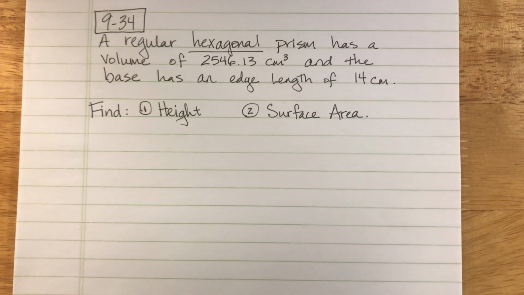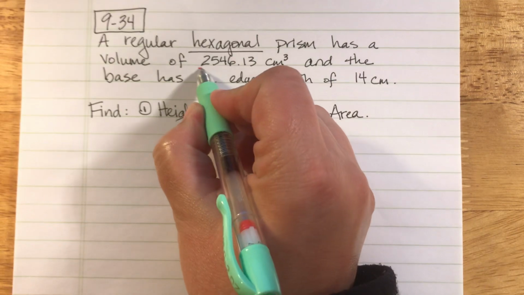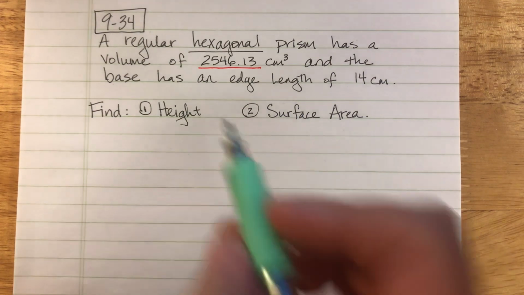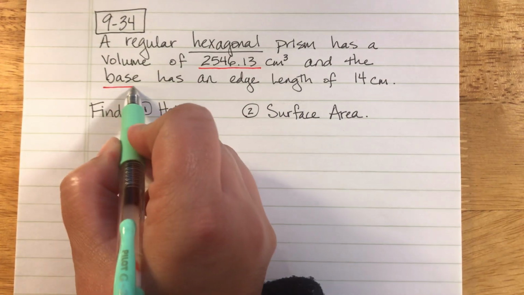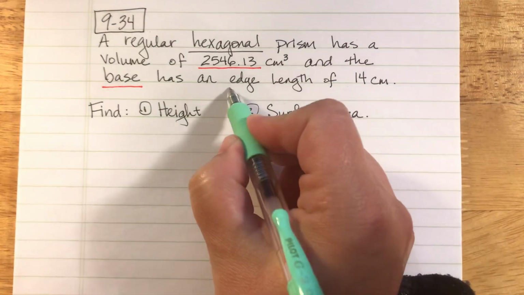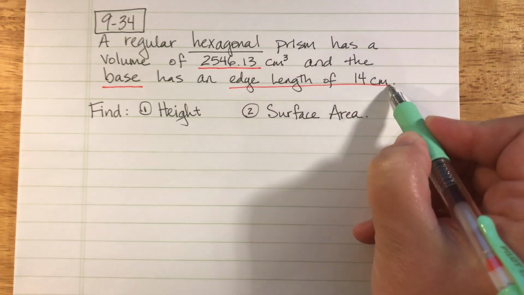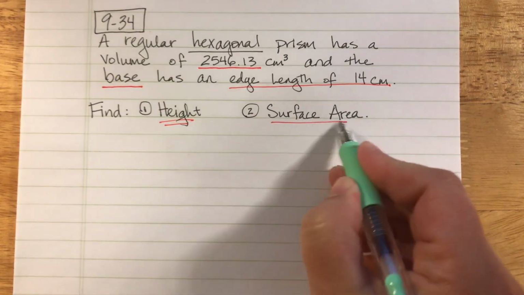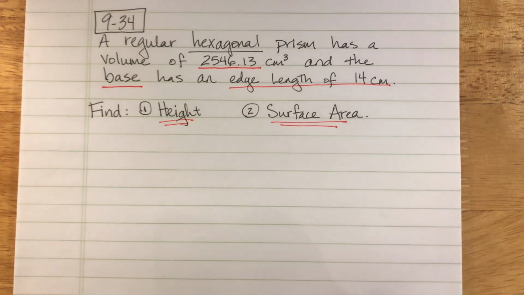Problem 934 asks us about a regular hexagonal prism. We know the volume of it. They tell us that the volume is 2,546.13 cubic centimeters, and that the base of the prism, which is the hexagon, has an edge length of 14 centimeters. It's asking us to find the height of the prism and the surface area of the prism.